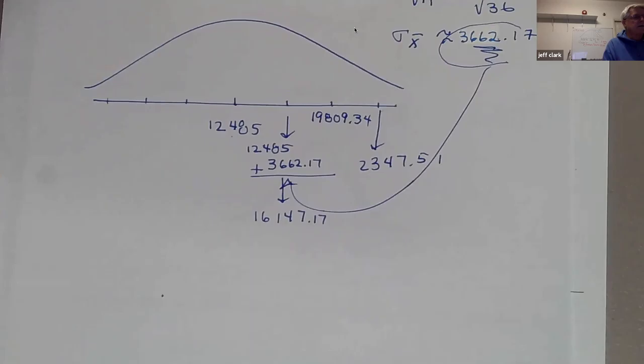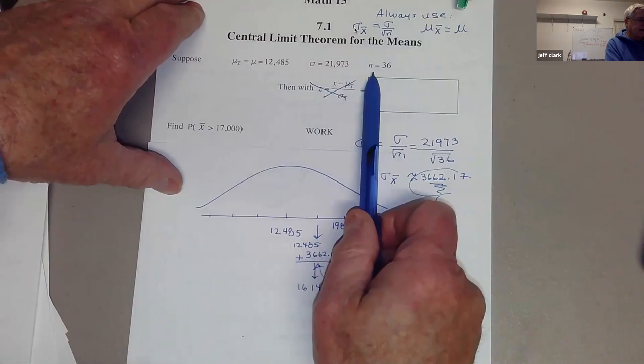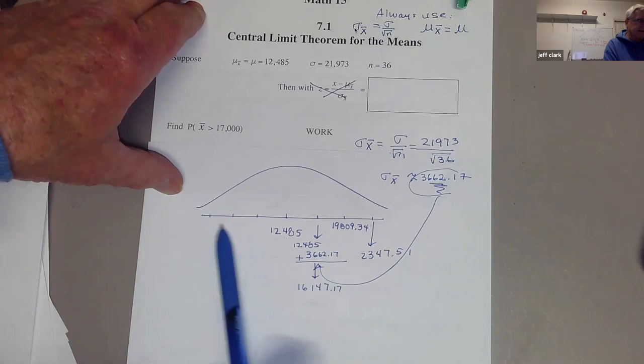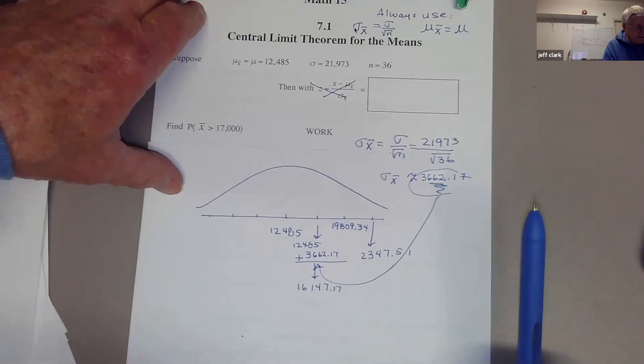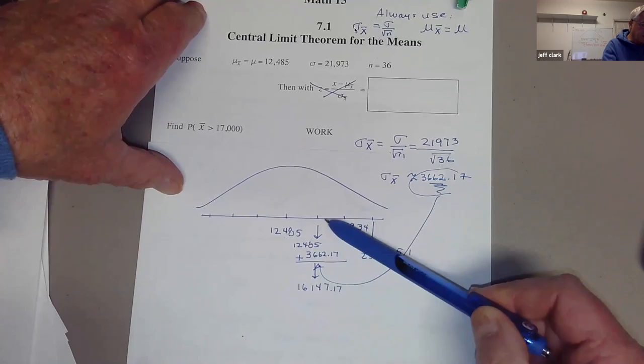Okay, so let's see, where are we right now? We're back to the original problem. Let's see what we got. We've got the mu, we've got the standard deviation, n is 36. We're looking for the probability that it's greater than 17,000. Now, wouldn't we put other markers over here? Yes, the answer is yes. I'm not going to do it right now, because right now I'm looking at the 17,000. It is in between here. I'm looking at these two numbers right here. Probably a little closer here. There's your 17,000.